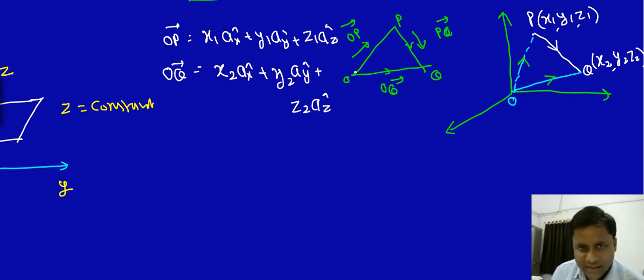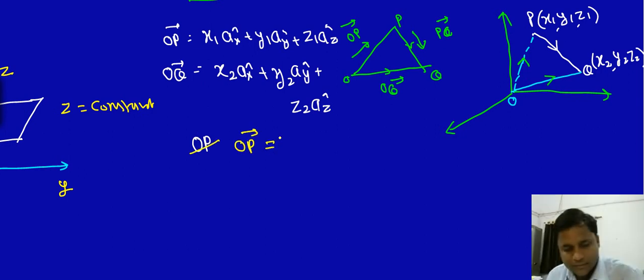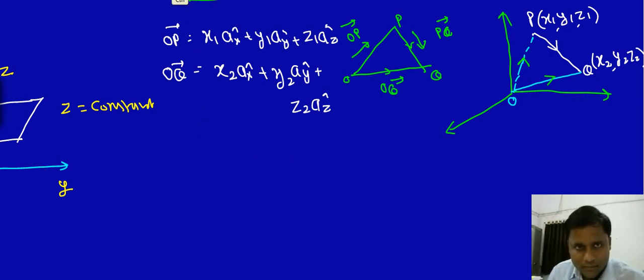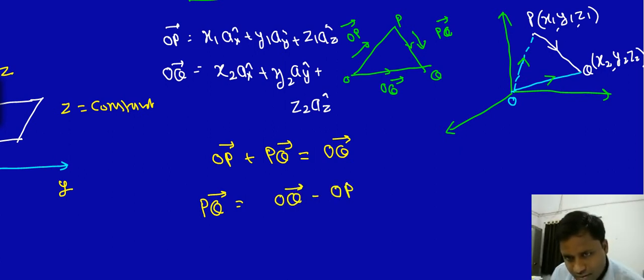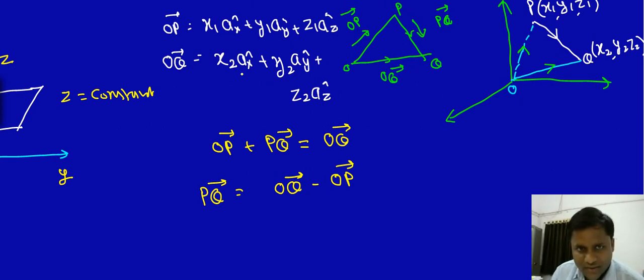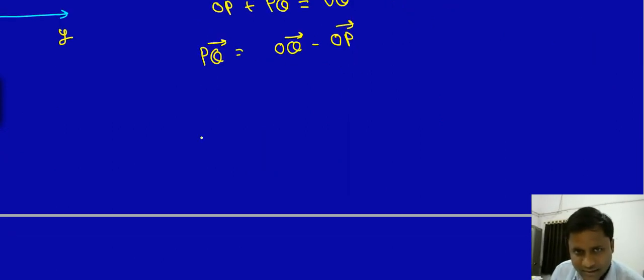If I use the vector identity, we can say that the OP vector plus the PQ vector is equal to the OQ vector. If I want to find the distance from P to Q as a vector quantity, it should be the OQ vector minus the OP vector. Put in the values of OP and OQ and we can find the relation.